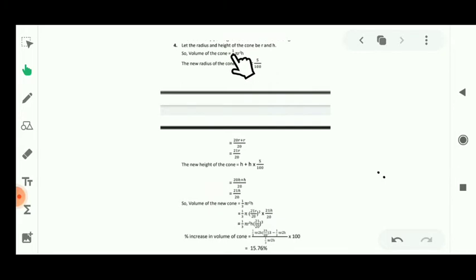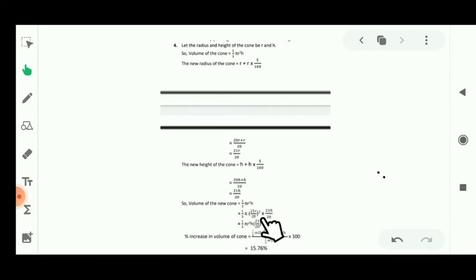Firstly, we will let the radius and height of the cone be r and h. As you know, the volume of a cone's formula is 1/3 pi r square h. So it will be a new radius, because radius and height will be increased. When we increase the radius, it will be r plus r into 5/100, that means 21r/20. And when we increase the height, that means h plus h into 5/100, that means 21h/20. So what will be the new volume?